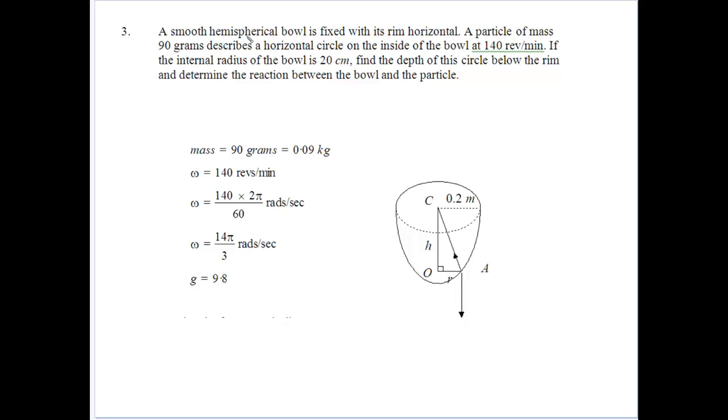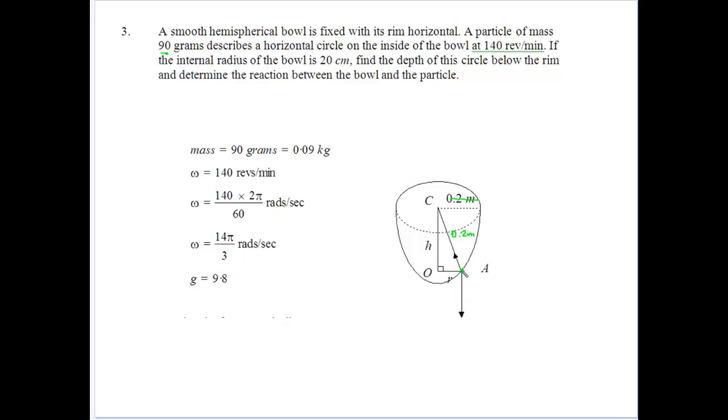This time we've got a hemispherical bowl, so it's a hemisphere, rim's horizontal. We've got a particle of 90 grams. It describes a horizontal circle inside the bowl, 140 revs per minute, and the internal radius of the bowl is 20 centimeters. 20 centimeters, so 0.2. So it's not actually that. That should be 0.2 meters there. So we want to find the depth of the circle below the rim when it's at 140 revs a minute, and determine the reaction between the bowl and the particle.